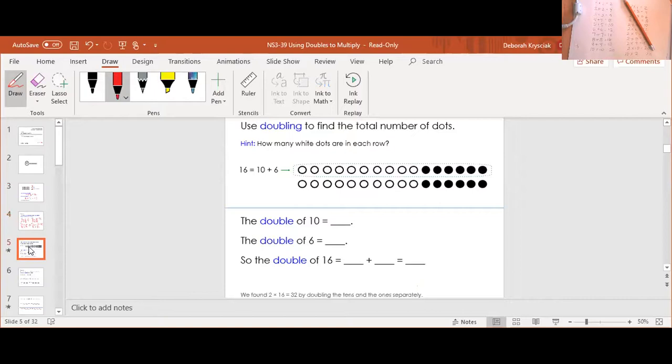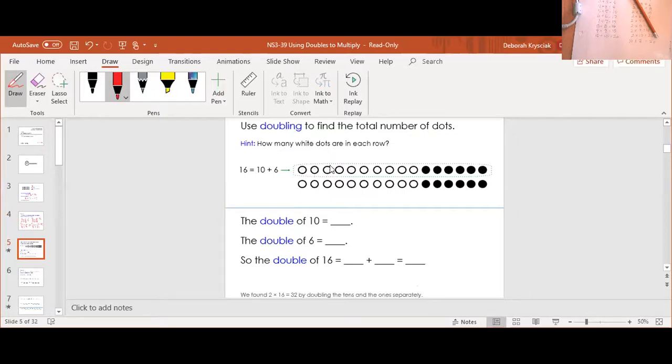So this is what they're talking about right here. When you've got bigger numbers than the ones that we know up to 10, you can still do the multiplication on them by doubling. You can just double each section separately. So use doubling to find the total number of dots. Hint, how many white dots are in each row? Let's count how many are in this row. We're just looking at the top row.